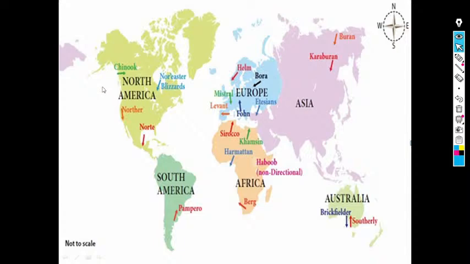Just look at this map, warm wind. Just look at here. Here it is Chinook. Chinook is here. We come to this map.